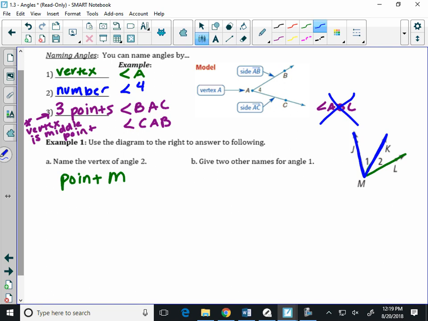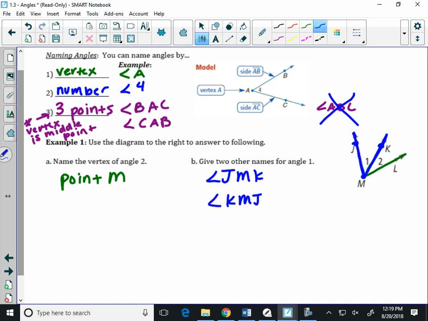Brandon? We can do angle JMK. Angle J, M, K. Perfect. Start at one arrow, go to the vertex, go to the other arrow. What's another way we can name this angle? K, M, J. Perfect. You just start from the other arrow. I'm going to restart from this arrow, K, to the vertex, to the other arrow, K, M, J.